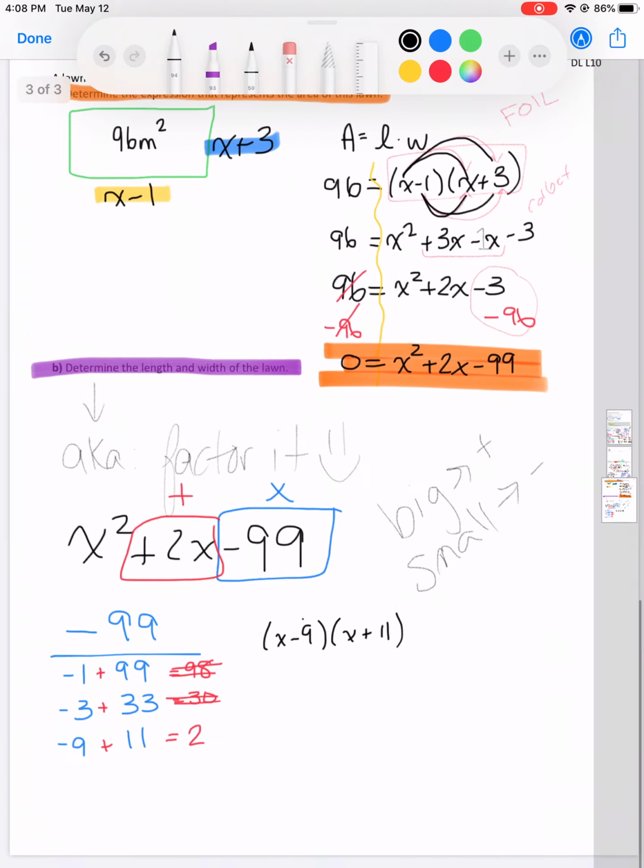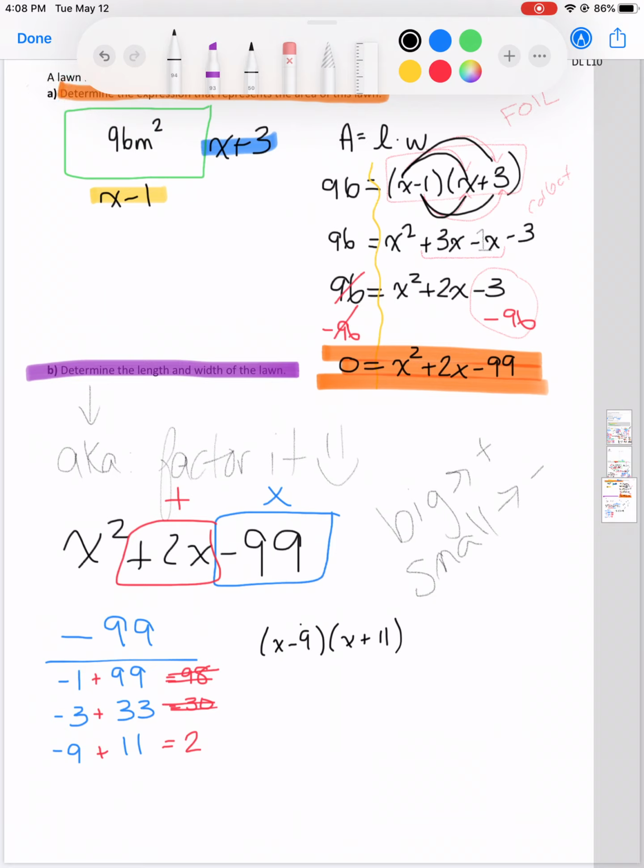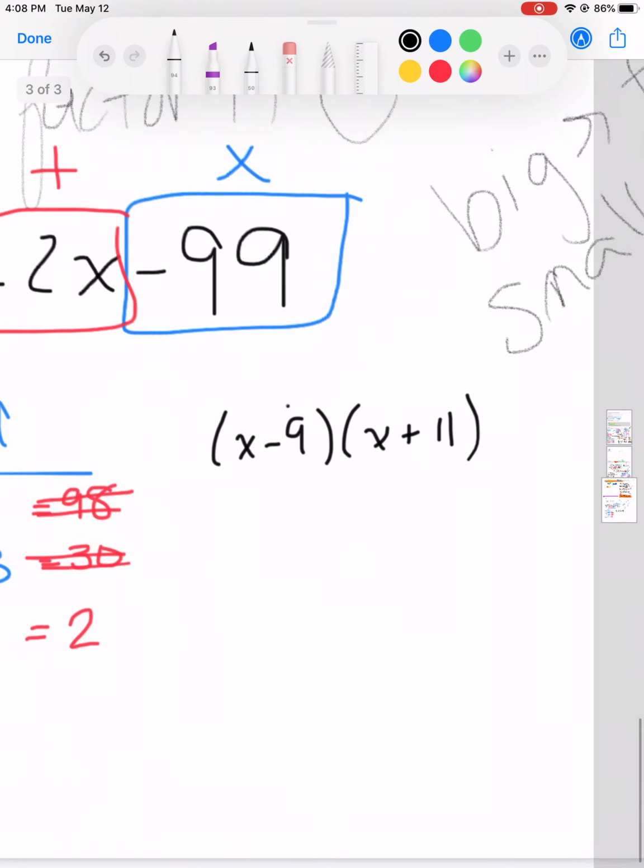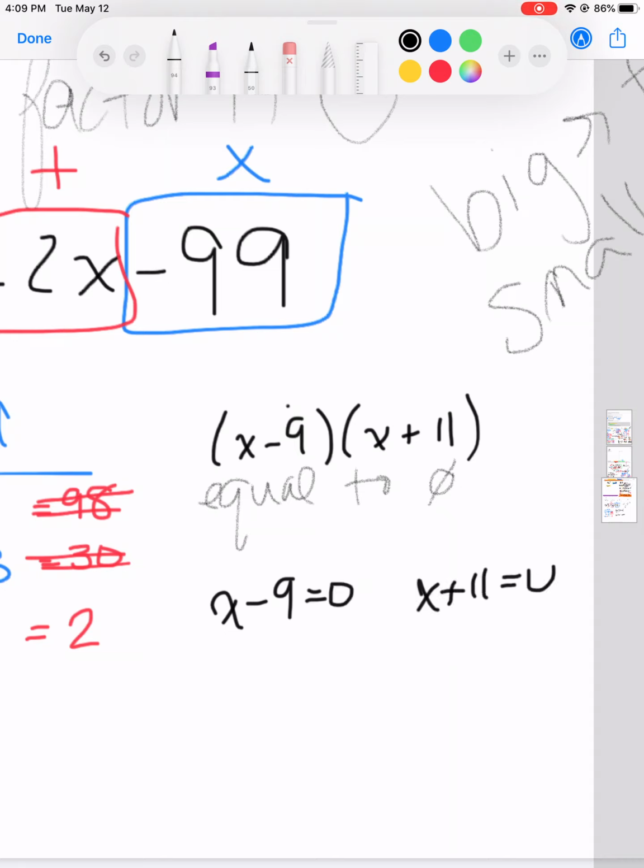Okay, so remember it says find your length and width. We got to solve for x. Because once we solve for x, we can do the other two. So we make these equal to 0. So x minus 9 is equal to 0. X plus 11 is equal to 0. We solve. Plus 9, minus 11, minus 11. Cross, cross, cross, cross. X is equal to 9. X is equal to minus 11.